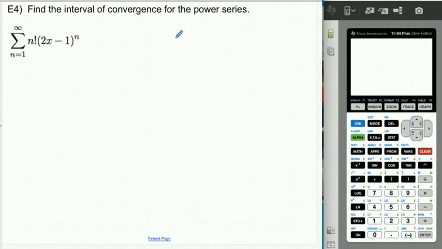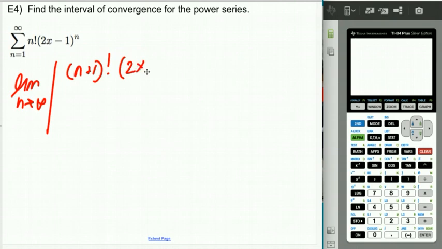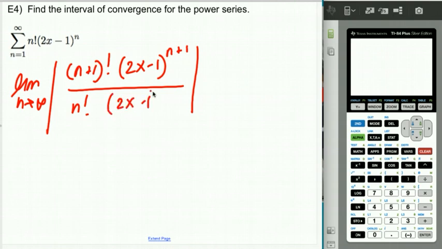We're going to find the interval of convergence of the power series. So we're going to go ahead and set up our limit as n approaches infinity. Our a sub n plus 1 term is going to be n plus 1 factorial times 2x minus 1 to the n plus 1, right? On top of n factorial and then 2x minus 1 to the n, and that should be less than 1.